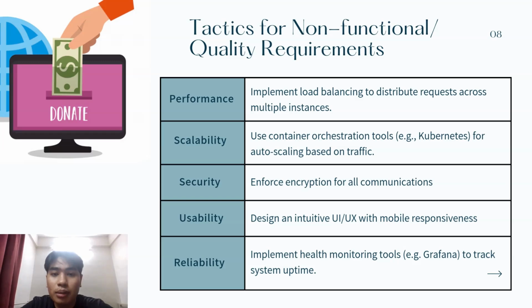Next is scalability. Here we are relying on container orchestration tools like Kubernetes. This allows the system to automatically scale up or down based on the traffic we are experiencing. And because of our microservice design, we can scale specific parts of the system horizontally. So if one service needs more resources, we can give it what it needs without impacting the rest.